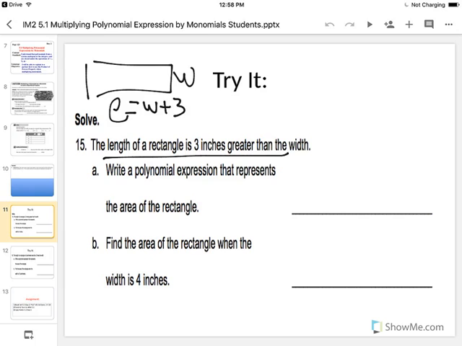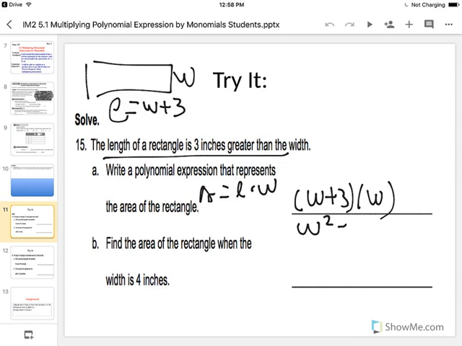And then part A said, write a polynomial expression that represents the area of the rectangle. So area is always length times width, but the length is W plus 3, times W. Right, so when you work this out, this gives W squared plus 3W.